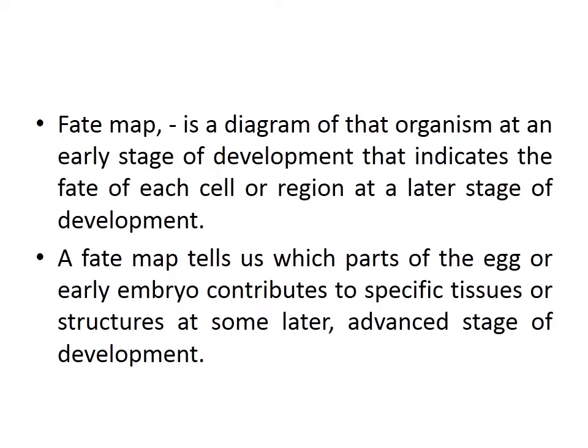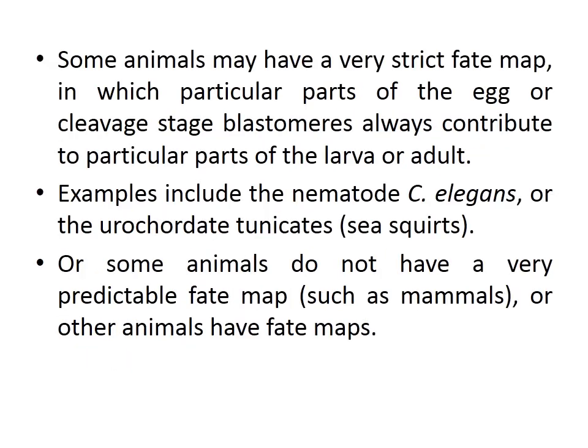You are constructing a map depending on the fate of each blastoderm. A fate map tells us which part of the egg or early embryo contributes to specific tissues or structures at some later or advanced stage of development. Some animals may have a very strict fate map in which particular parts of the egg or cleavage stage blastomeres always contribute to particular parts of the larva or adult, where it is determinate.